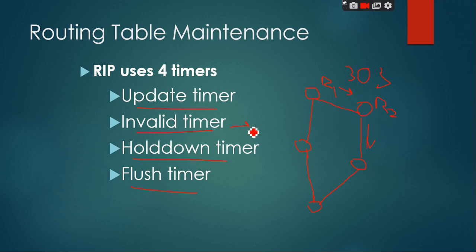So if you think about the invalid timer, 3 consecutive route updates means 3 times 30, because we know the route update is 30 seconds, so that becomes 90 seconds. That's the route invalid time.